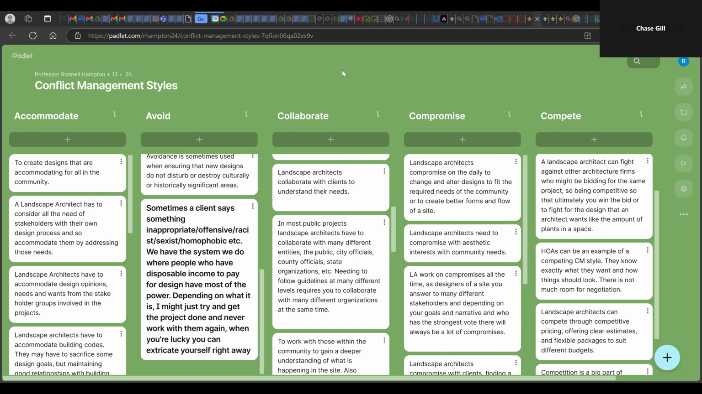No worries. What I put was landscape architects compromise on the daily to change and alter designs to fit the required needs of the community to create better form or flow of a site, just based on community input. And ultimately that helps create the best design possible. Awesome. And is there an example that you want to share from either a class project, studio project, or a real world situation? I would say currently a studio project, we had a board of people come in and comment on our project. So I took that information and I'm trying to implement it through my final design because I feel like it's really good feedback in the end.